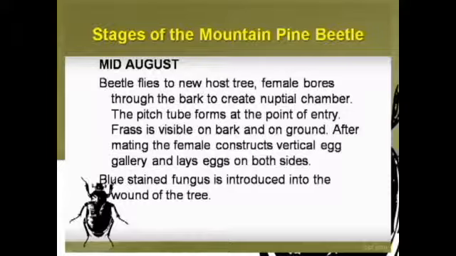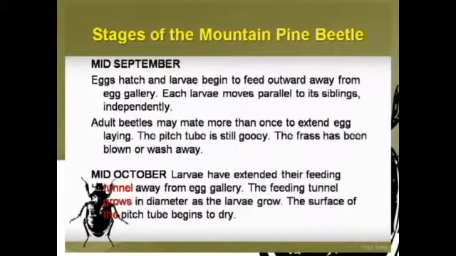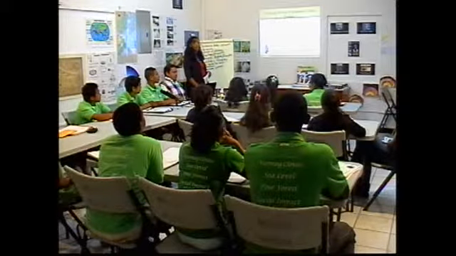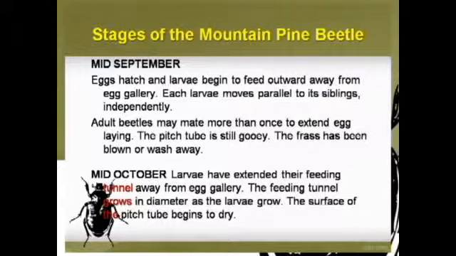After mating, the female constructs a vertical egg gallery and lays eggs on both sides. Blue stain fungus is introduced into the wound of the tree. In mid-September, eggs hatch and larvae begin to feed outward from the egg gallery. Each larva moves parallel to its siblings independently. Adult beetles may mate more than once to extend egg laying. The pitch tube is still gooey, or we say sticky.